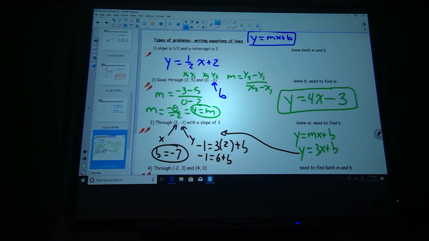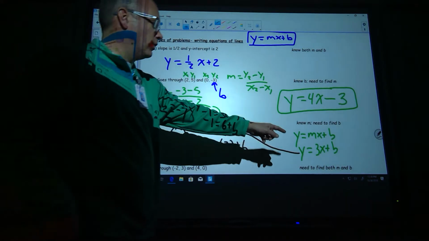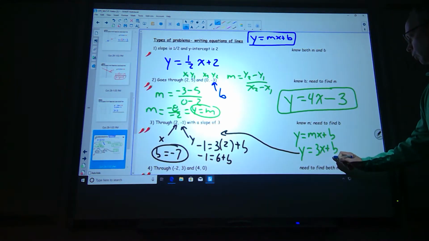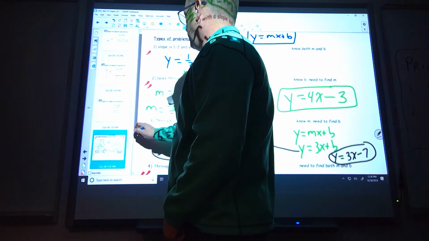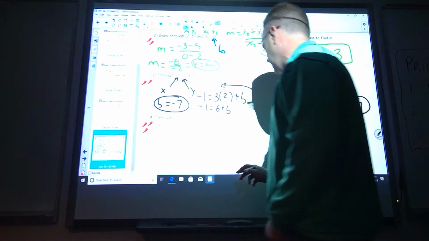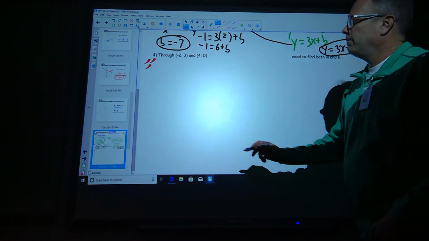Agree? Do I have enough information to fulfill that green problem over here? What did I just find? B. Y-intercept, good. I already had the slope that I knew. So my equation is y equals 3x minus 7. A little different. Okay, I think it's something that you're able to do, but you have to spend a little time on it. And sometimes it might get a little tricky. Okay?